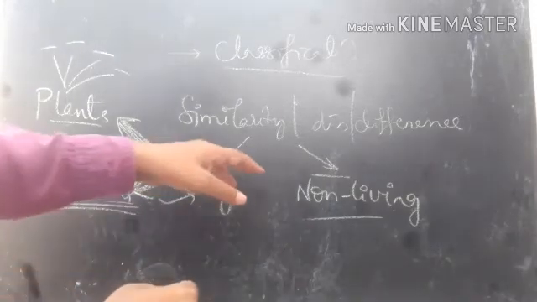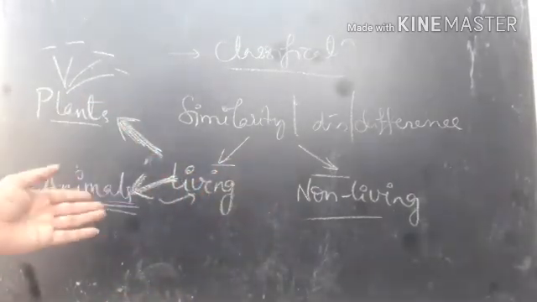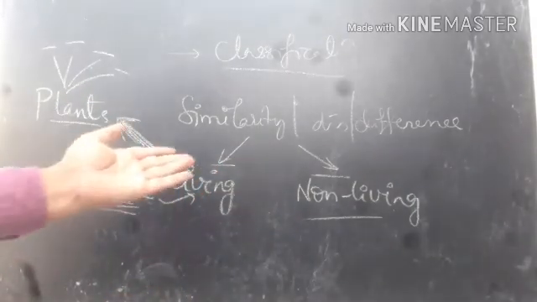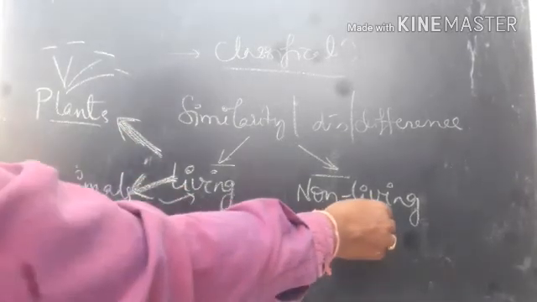So look at this. First we separated living and non-living things, and then we separated plants and animals. This is what we call sorting, classification. Now, separation of materials. Have you understood? Now let's come to non-living things.